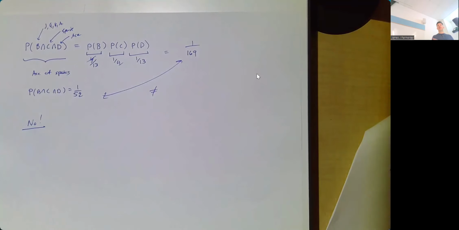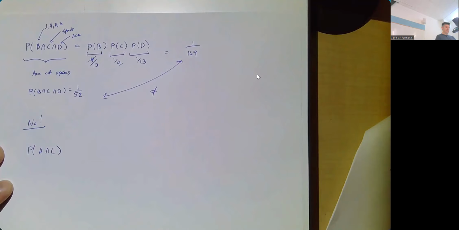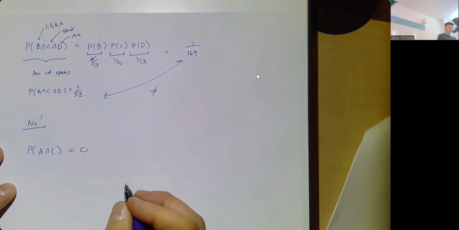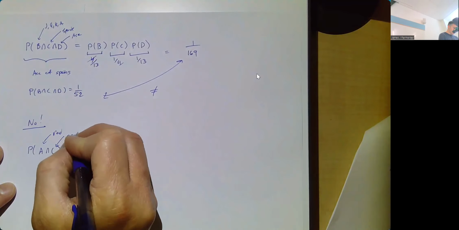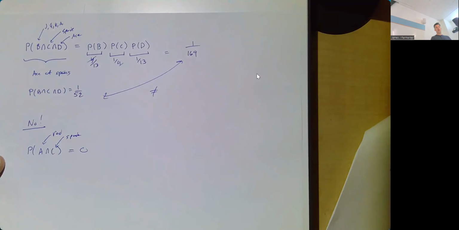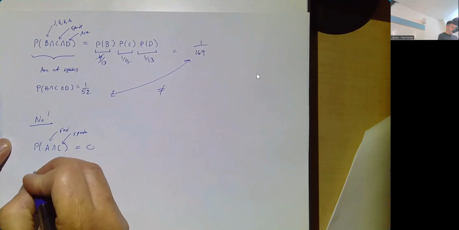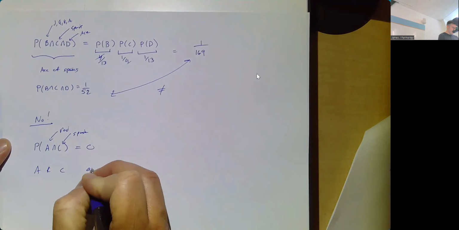If we did, there'd be a 0% probability of getting that right because you can't have a red spade. Spades are black. In fact, I would point out that the probability of A intersect C is 0 because A is being red and C is being a spade, and there is no overlap.